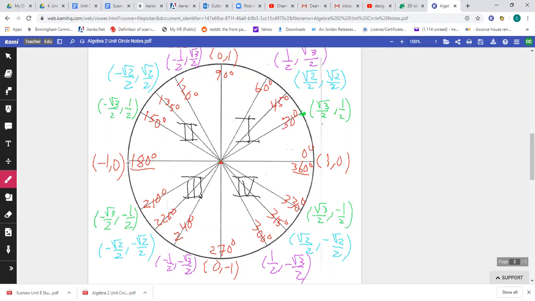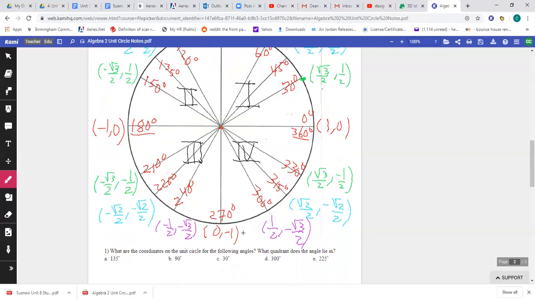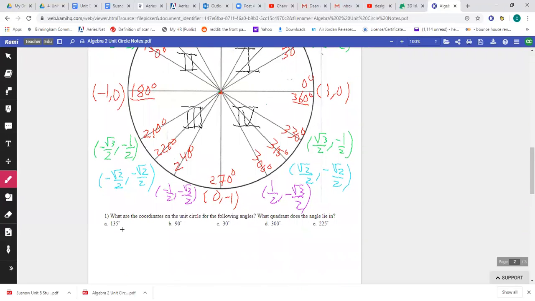I know that took a long time to derive, but the problems for this are actually really easy. Your homework is going to be super easy. Let's look at some of the homework problems you're going to have, and you'll be like, oh, that's it? Yes, we just had to establish this long thing. This is how the first part of your homework is going to look. What are the coordinates on the unit circle for the following angles? What quadrant does the angle lie in? I want everyone to pay attention now because this is your homework.